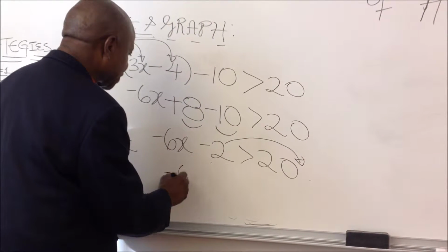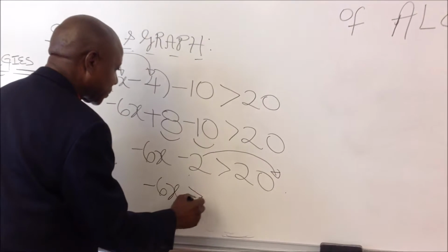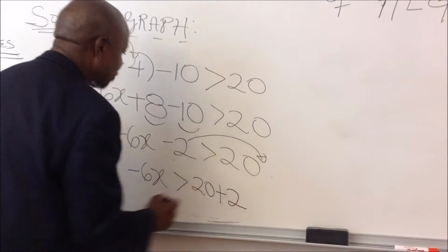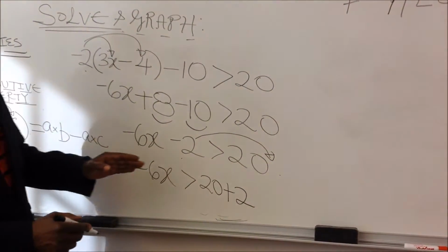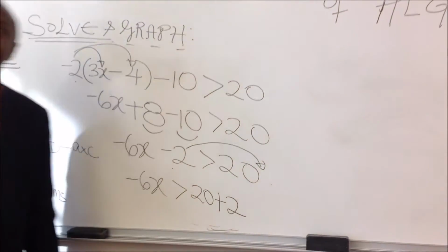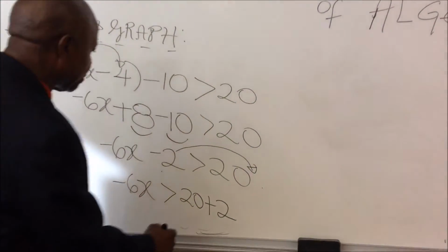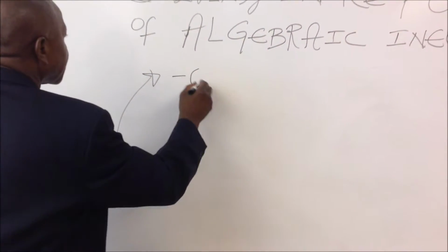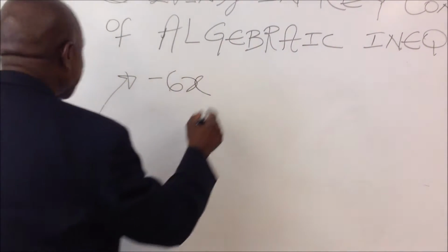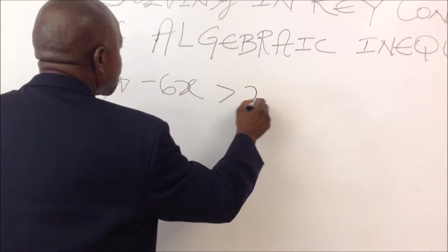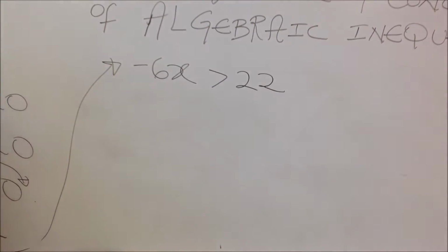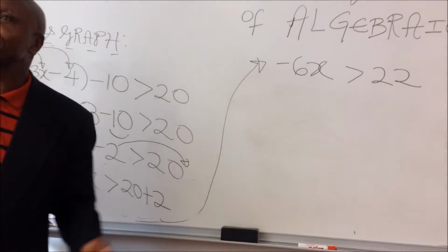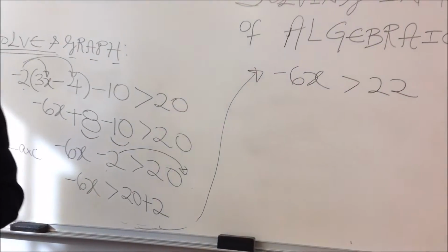So we have negative 6x greater than 20 plus 2. And therefore, this problem now becomes negative 6x is greater than 22. At this point, what must we do to finish the problem, or at least to come close to finishing the problem?